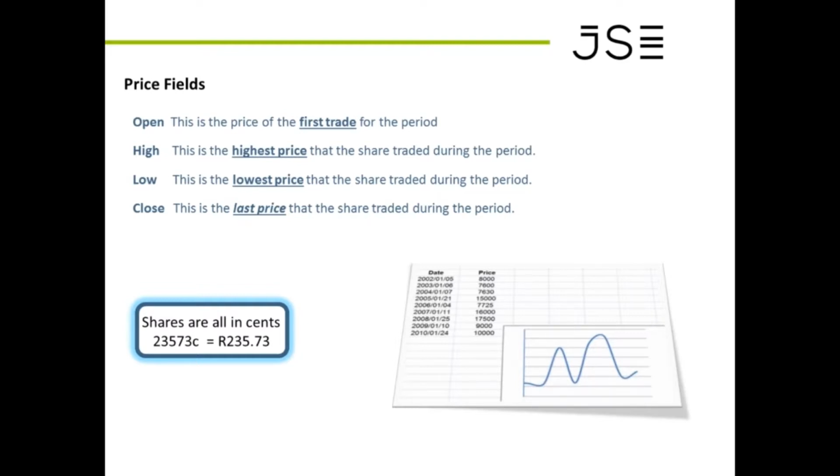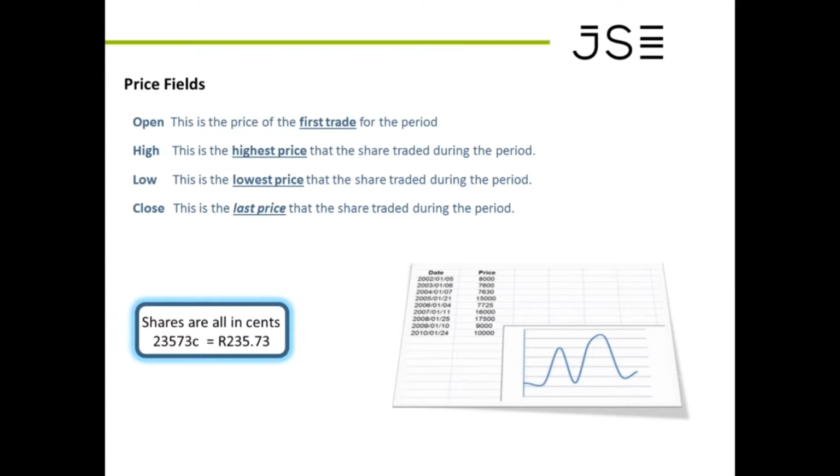I want to emphasize that shares are normally always displayed in cents. So here you've got 23,573 cents. Convert that into rand, and you've got 235 rand and 73 cents, always just putting a space between the last two digits. It's important that you convert it into rands, especially when you're dealing with money and the amount that you have.